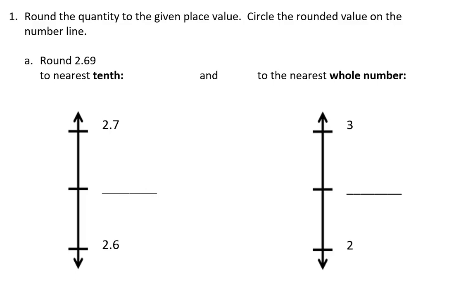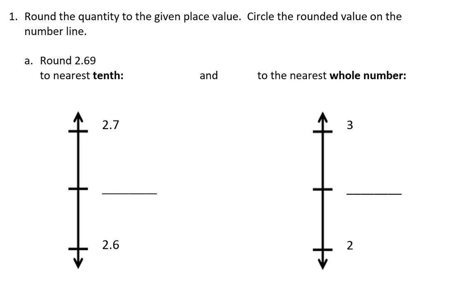This tutorial is for 5th grade, Module 1, Lesson 8. In this lesson, we're going to continue using the vertical number line to help us round decimals. The directions say round the quantity to the given place value. Circle the rounded value on the number line.